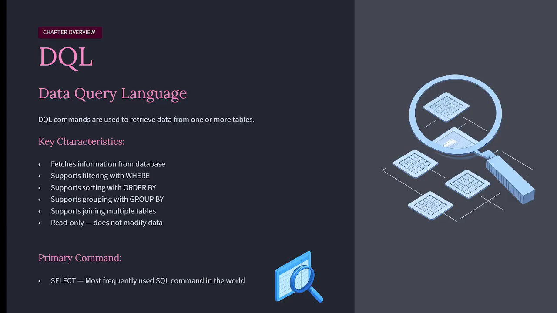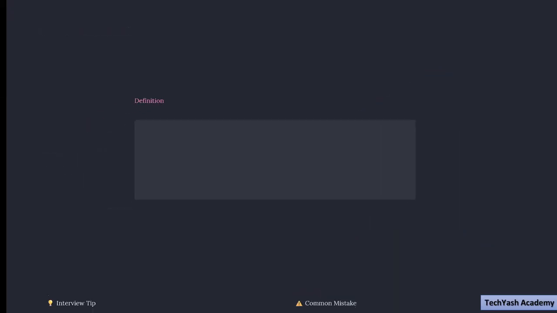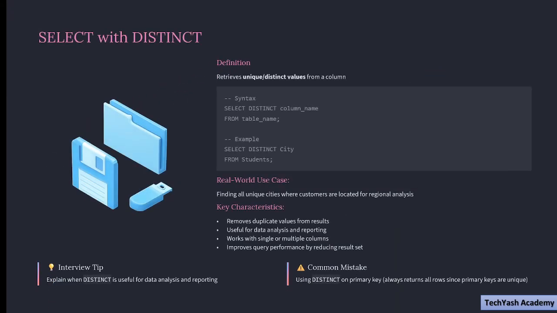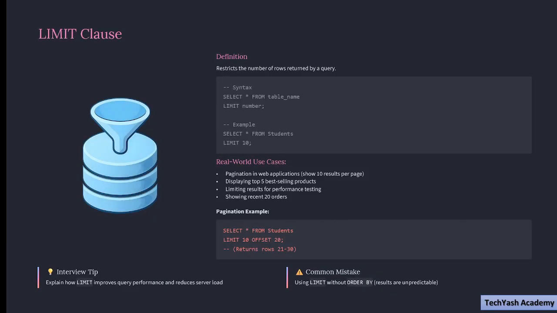So we have the SELECT command, the most frequently used SQL command in the real world. You can use the SELECT command with SELECT star FROM, whatever you want to retrieve from the database. SELECT DISTINCT retrieves unique and distinct values from a column: SELECT DISTINCT column name FROM table. One of the best examples is getting distinct cities from the students table, finding all unique cities.